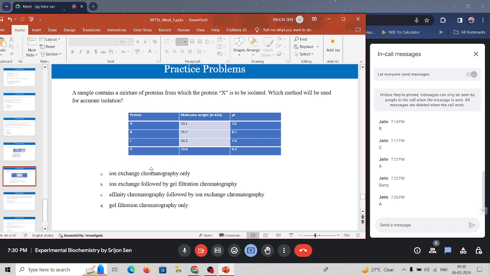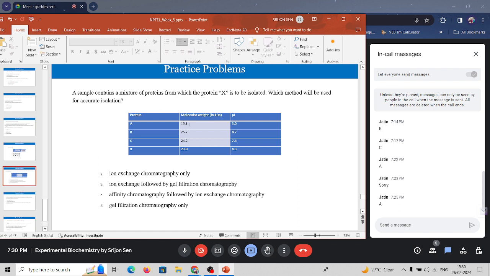So what you do, first separate them according to ion exchange chromatography. So you get A and X on one side and you get B and C. So you have separated A and X from B and C. Now you need to separate A and X.